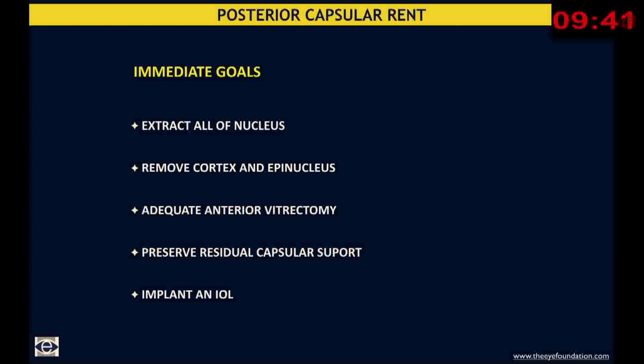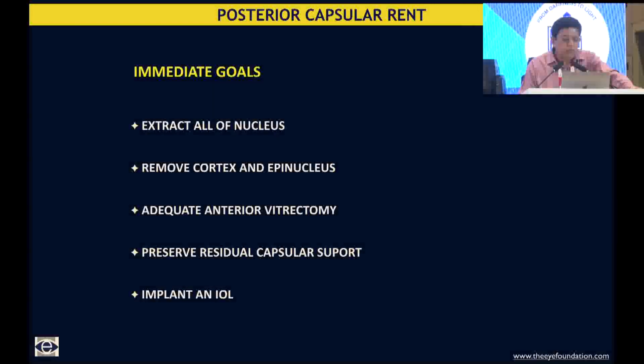Thank you, Dr. Mahipal, for having me in this course. I'll be just showing you a bunch of videos with this posterior capsular rent. This is the only written slide that I have. The immediate goal whenever you are faced with a situation is to extract all of the nucleus, and if it's not possible, if it drops down into the vitreous cavity, please don't chase it. Allow a vitreoretinal surgeon to intervene. Remove the cortex and epinucleus as completely as possible. Do an adequate anterior vitrectomy and preserve as much as possible the residual capsular support, whether it's the anterior capsule or posterior capsule. And if it is possible, implant the lens on the capsular support that is there.